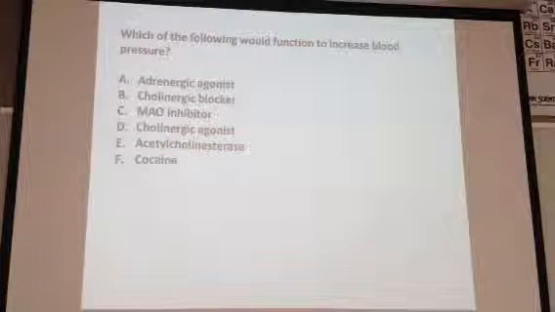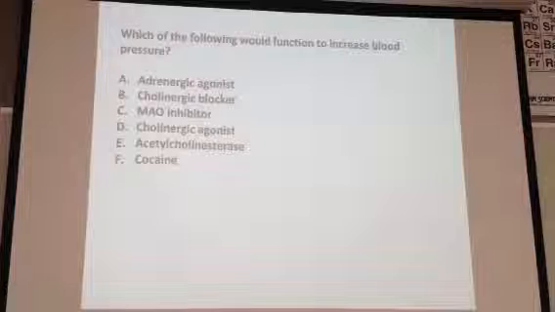All right, which of the following would function to increase blood pressure? So first of all, these terms can be a little scary because we don't use them every day, but you know what they mean. So where do we get the word adrenergic from? Adrenaline. And adrenaline also comes from the adrenal gland. So that's primarily epinephrine. But our neurotransmitter norepinephrine binds to the same receptors. Okay? So adrenergic refers to the sympathetic aspect of control.